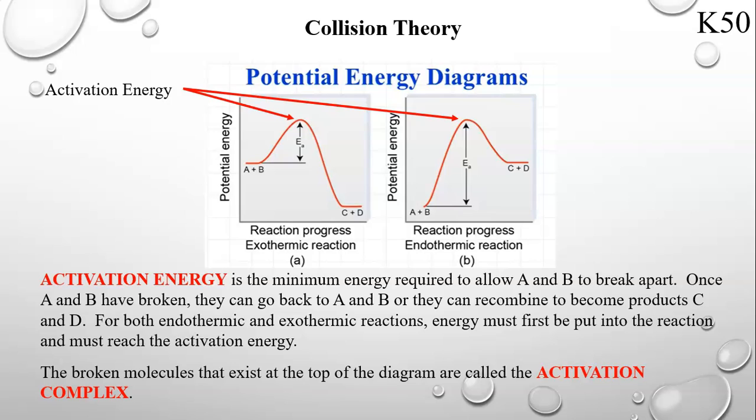Once A and B have broken, they can go back to A and B. In other words, they can get to the top of that mountain and then they can slip backwards. They could end up falling backwards. Or they can recombine to become products C and D. For both endothermic and exothermic reactions, energy must first be put into the reaction and must reach the activation energy.